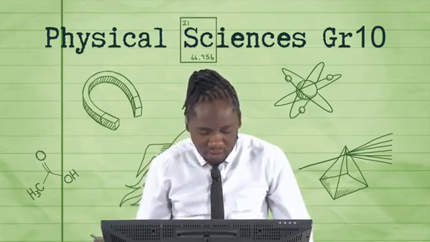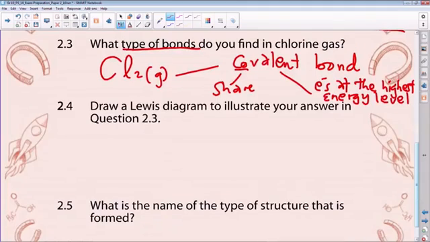So the next question says we must draw the Lewis diagram. So let's say we have these two chlorine atoms, that's our Cl. Now this one has 1, 2, 3, 4, 5, 6, 7. These are the electrons at the highest energy level. It doesn't mean there's only 7. So when we draw the Lewis diagram, we only show the valence electrons, very key, because they're actually the ones that are involved in this type of bonding.